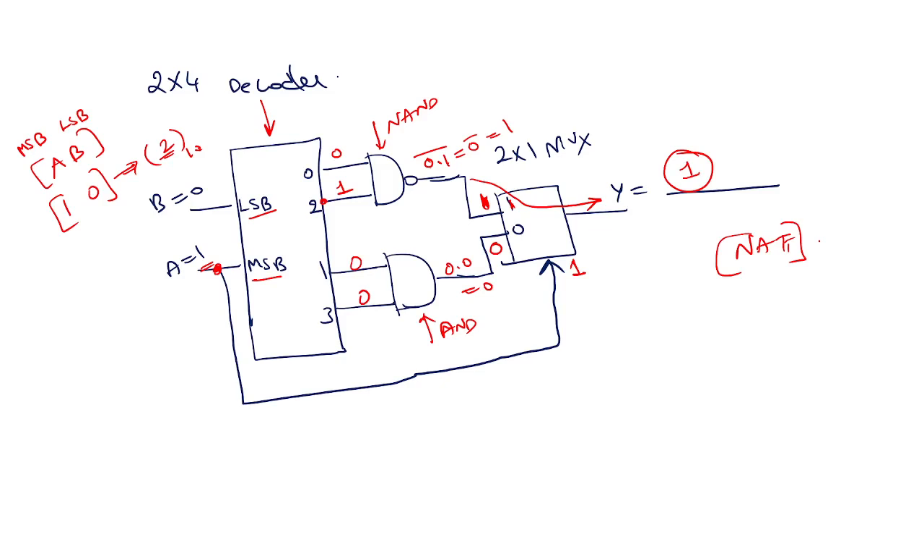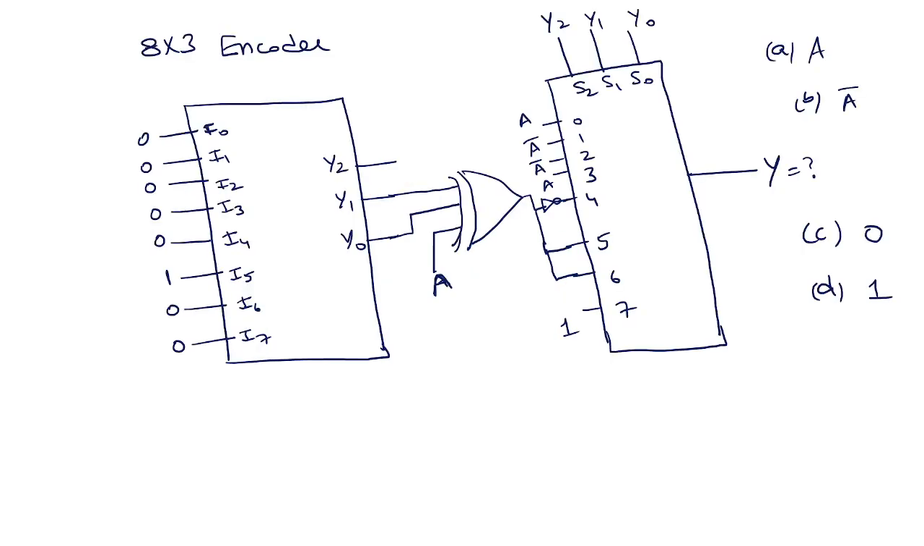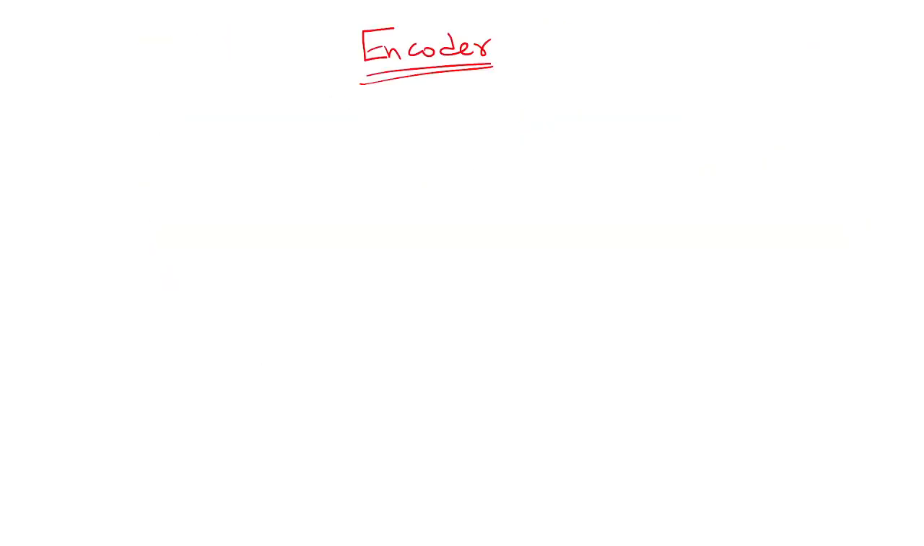Right? So this is about the 2 by 4 decoder. What is next is an encoder, okay? So this is quite the opposite of this, right? Now what does a decoder do? Binary to discrete. What should an encoder do? Opposite. Discrete to binary. So how will it happen?